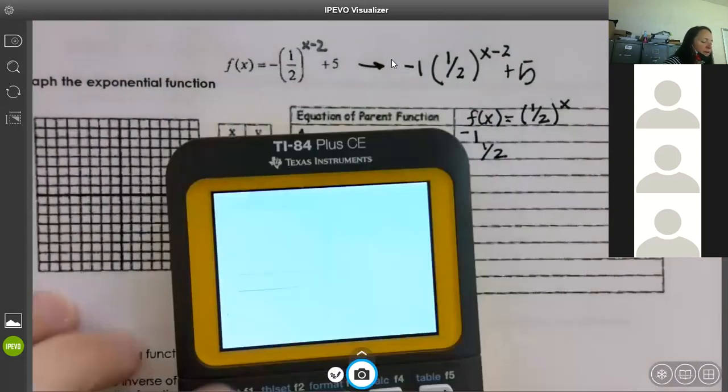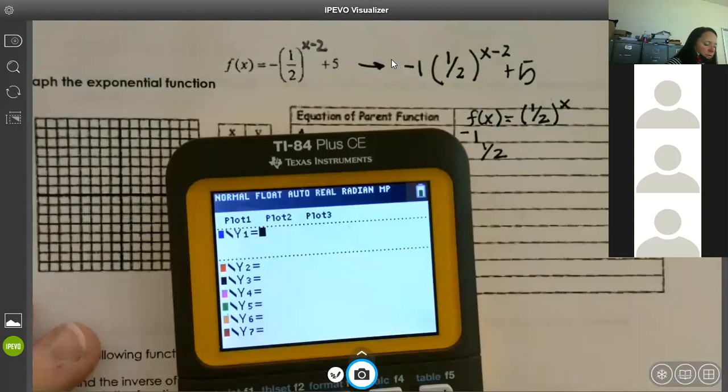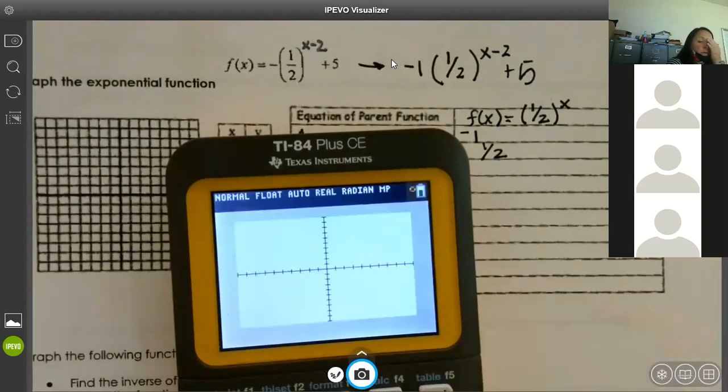We're going to check it out real fast. I'm not real sure. -1 times 1/2 to the x minus 2 plus 5. We're going to graph it. Is this growth or decay? Growth is going up, right? It's increasing. So this is growth.